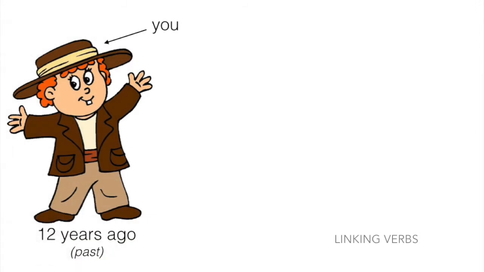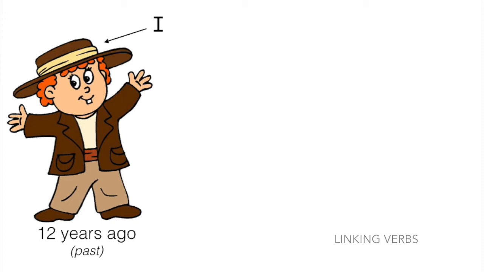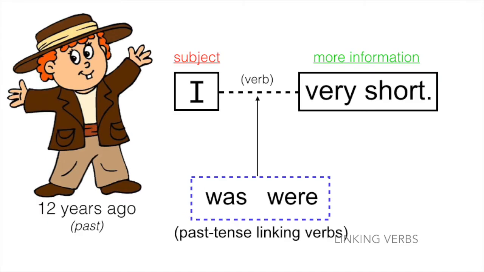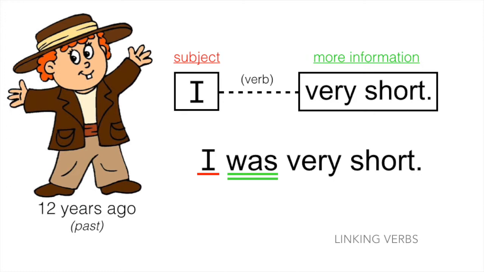Here's another example of you, but again, you don't call yourself you, you call yourself I. But notice below the picture it says 12 years ago, so this was in the past. So let's take a look at our past tense linking verbs. Our past tense linking verbs are was or were. So let's try each one in the sentence. I was very short. Well, that could work. I were very short. That does not work, so we know that was is the linking verb that we need to use. I was very short.